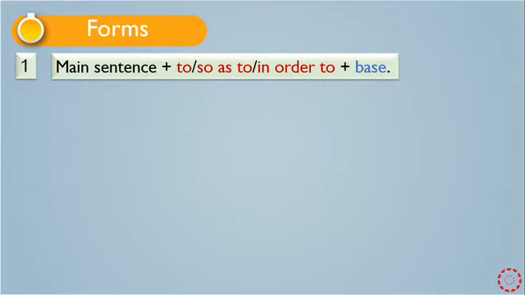The forms of expressing purpose, the first one: we have to, so as to, and in order to. With these expressions, we have the main sentence at the beginning, and then we have to, so as to, or in order to. They are followed by a verb base.